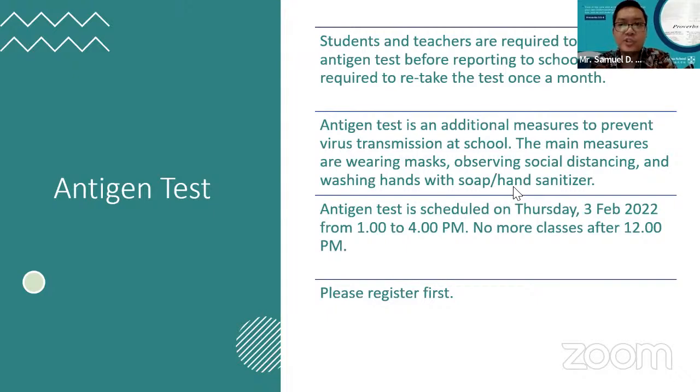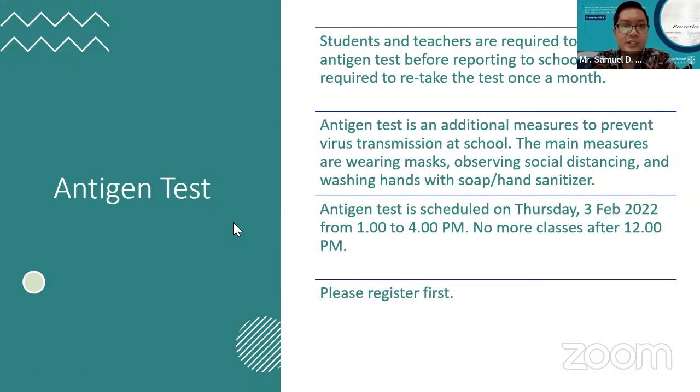Antigen test is an additional measure to prevent virus transmission at school. The main measures are wearing masks, observing social distancing, and washing hands with soap or hand sanitizer. Again, antigen test is not the main measure. The main measure is still wearing masks, observing social distancing, washing hands. If you want to make the antigen test the main measure, then you need to take the antigen test every time you report to school. Then I don't think that is healthy also, for your nose. So it is a secondary measure. The most important thing is the 3M.